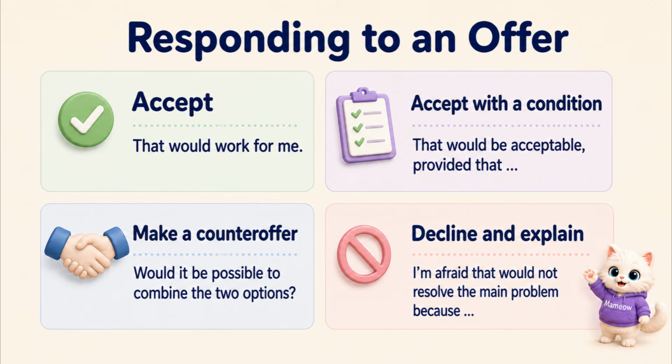A negotiation may require several different responses. For example, "That would work for me" accepts an offer directly, or "That would be acceptable provided that" accepts it only if a condition is satisfied, or "Would it be possible to combine the two options" presents a counteroffer without rejecting the original proposal completely. Lastly, "I'm afraid that would not resolve the main problem" politely declines an offer and gives a reason. A clear reason makes the response more constructive.